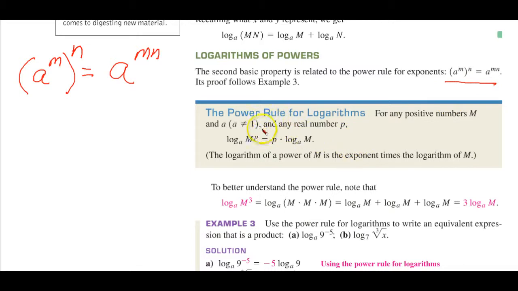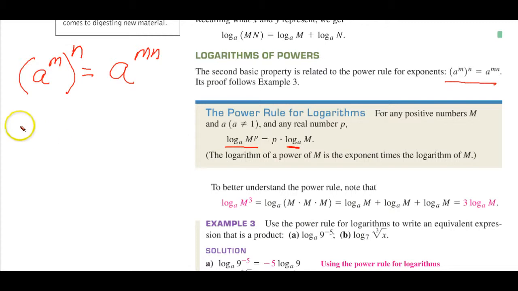So how do we see this then when we look at logs? Well, it's going to be log base a of m to the p power. Now, you take this exponent here and we put it in the front of the log of m. So this is what is equivalent.